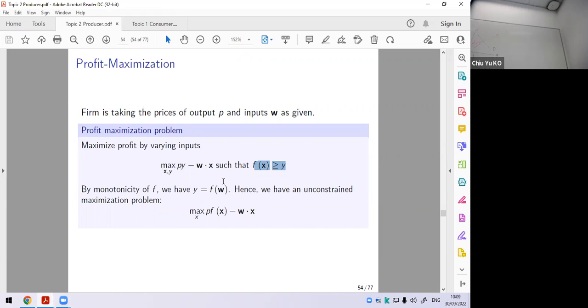Let me repeat the statement, because I think it's important. Because F is monotone, this must hold at equality. The reason is that W are positive prices, right? Because I don't think there are negative inputs. So it must be a positive price, and that implies this must hold at equality. And with this equality, you can just put this guy to here. So that's how you get this.